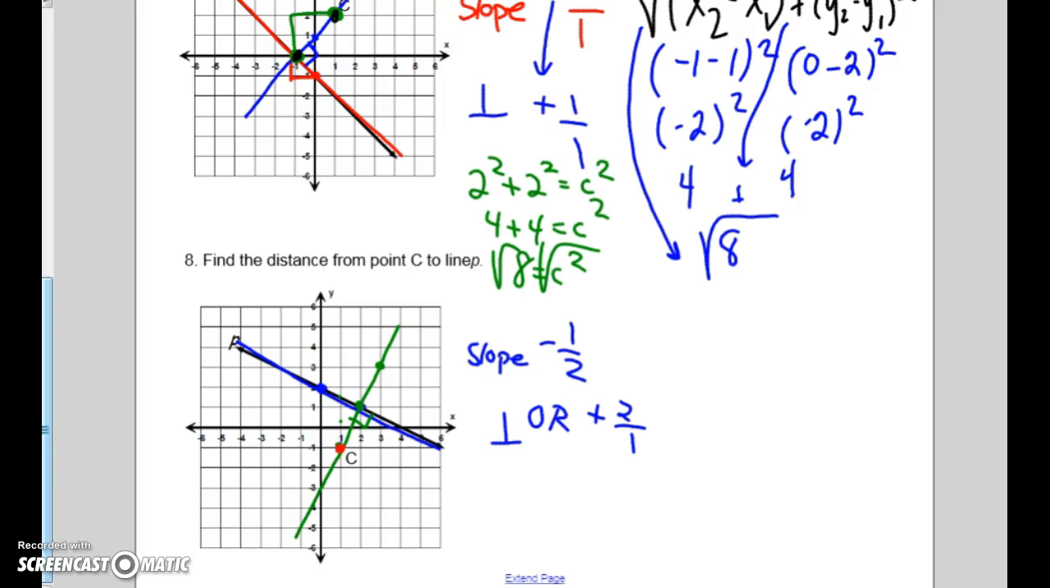And then I want to know the distance from C to the line. Make that right triangle, or I can do the distance formula. This side is 2, this side is 1, so it's 1 squared plus 2 squared. 1 plus 4, which gives me a 5. So it would be the square root of 5.